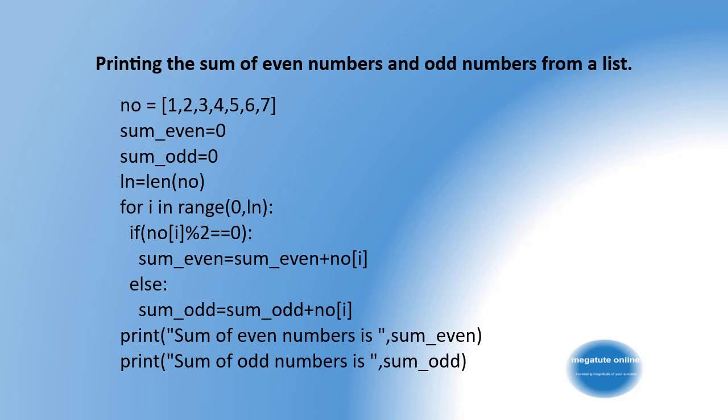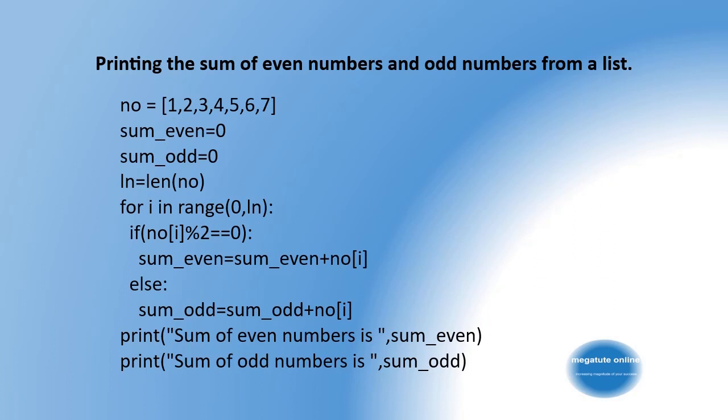When we can access every element, we can also put a condition on them. Like over here we have a list no storing 1 2 3 4 5 6 7. We have 2 variables, sum even and sum odd, where we are storing 0, and we are going to store the sum of even numbers and odd numbers into those. We have a variable ln which is storing the length of the list. We are running a loop from 0 to ln, and we are checking if the ith element of the list happens to be even. When it divides by 2 and gives 0 remainder, it happens to be even.